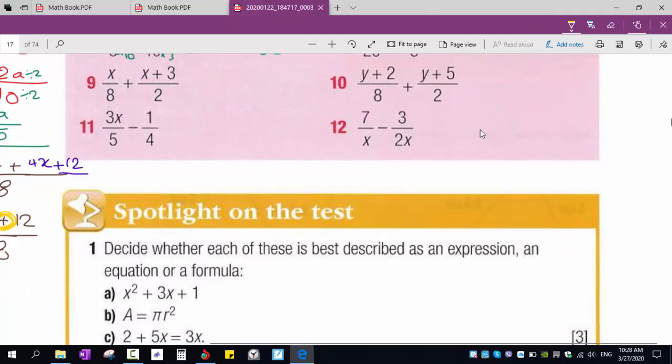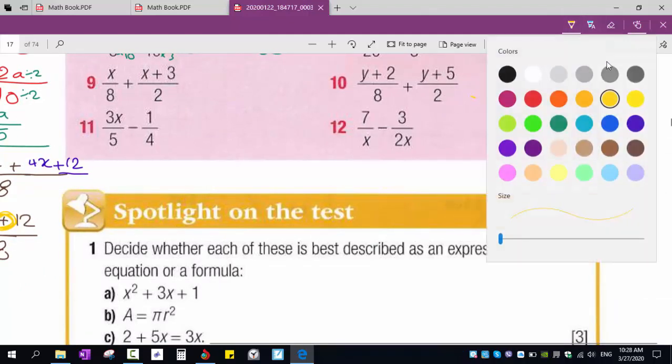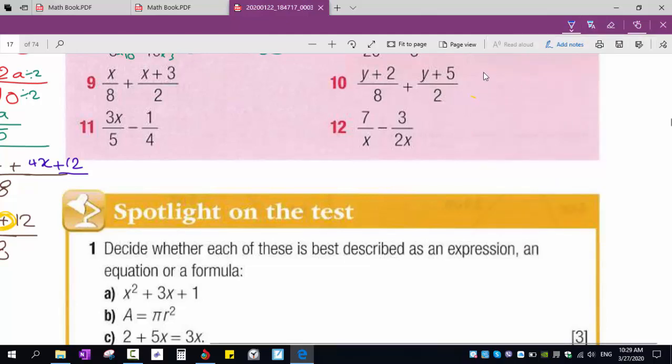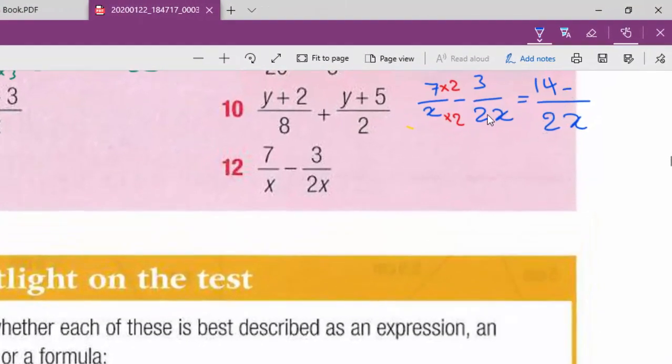Question 12. The common denominator is 2x. 7 over x minus 3 over 2x. How x becomes 2x? If we multiply it by 2. So times 2. 7 times 2 is 14, minus, this is already 2x, so this 3 will not be multiplied by anything. So 14 minus 3 is 11 over 2x. Can we divide 11 by 2? No, so this is the simplest form.